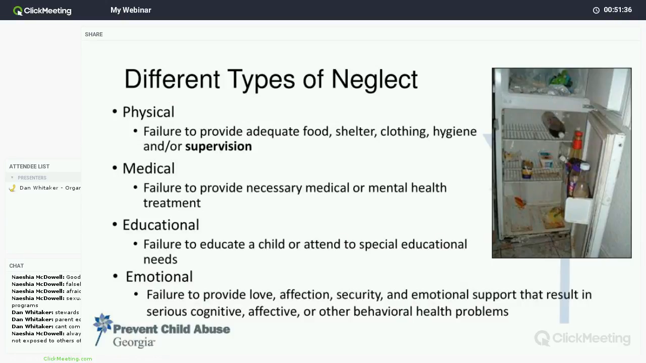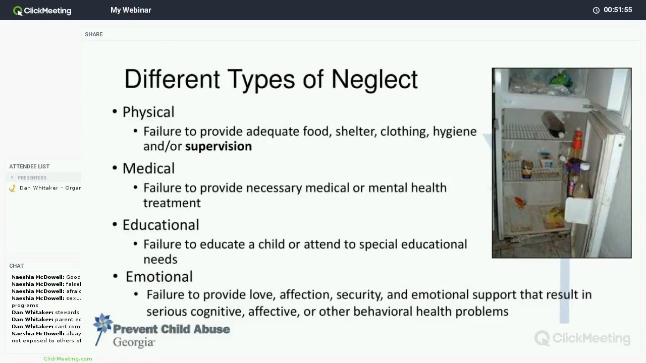Also, inadequate supervision can be failing to protect a child from a third party or allowing the child to be involved in harmful activities that can result in physical or sexual abuse. Much sexual abuse goes untabulated because it's classified in their inadequate supervision on the parent's behalf.